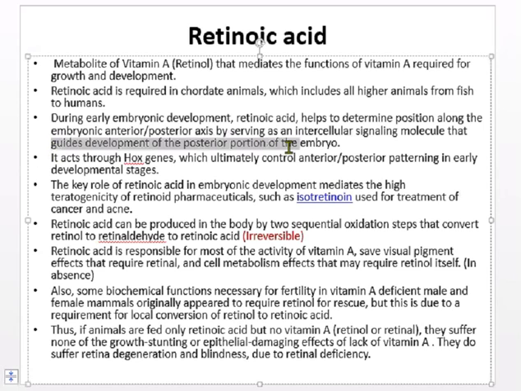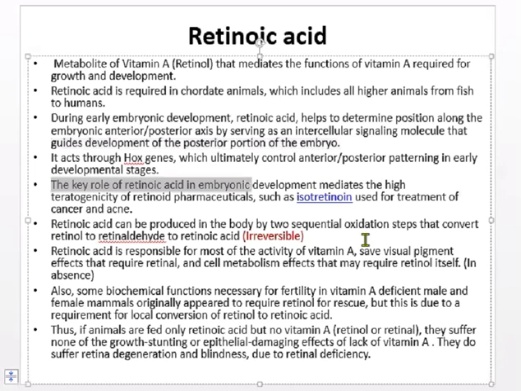guides development of the posterior portion of the embryo. It acts on the Hox genes, which is ultimately converted to anterior or posterior pattern in every developmental stage.